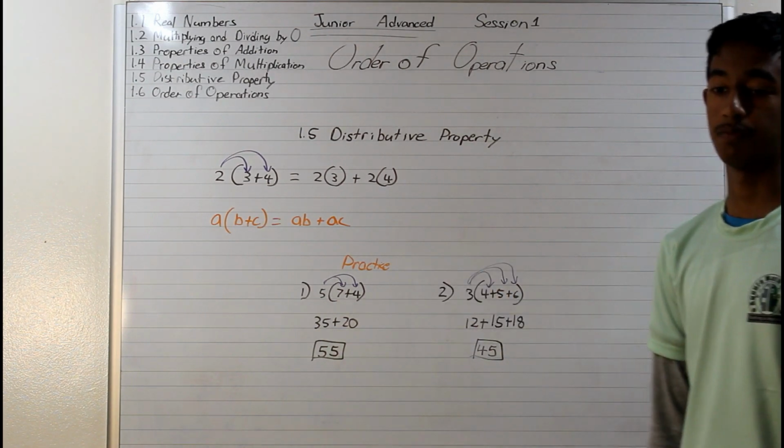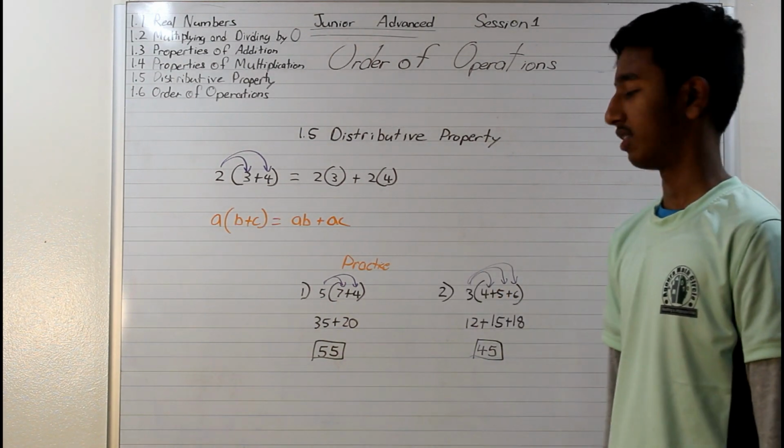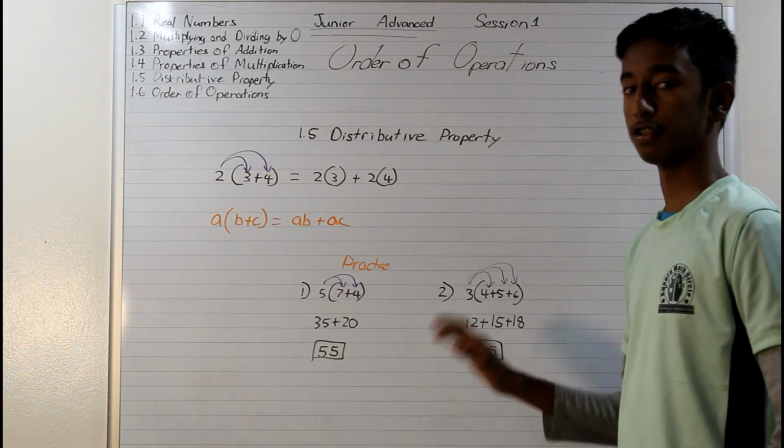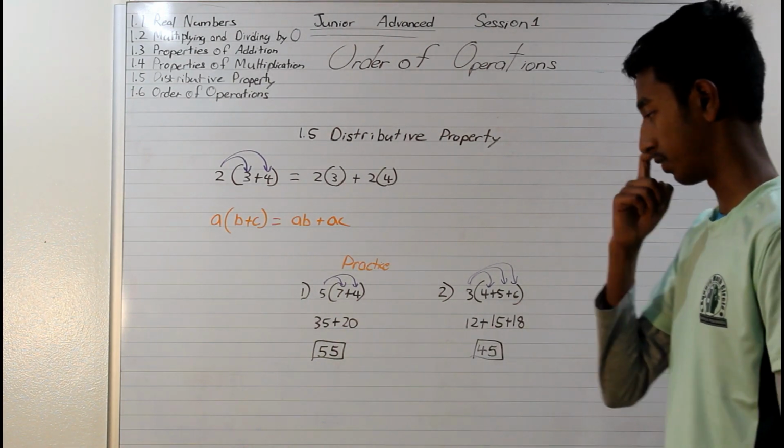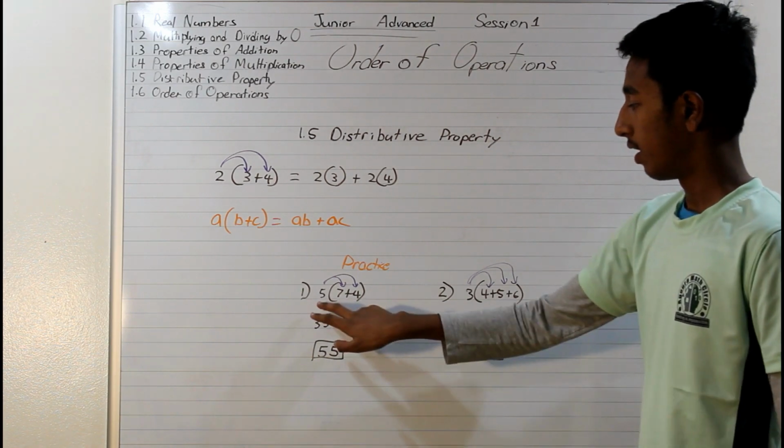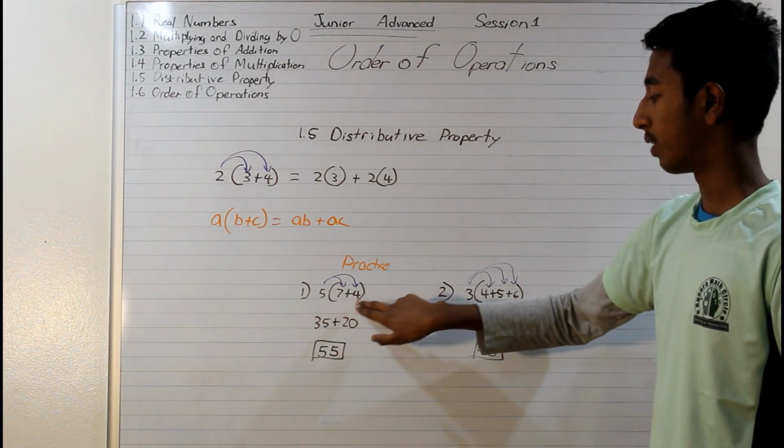As you see, there's a practice problem given in the section. I kind of wrote the answers here, but if you could try these on your own before looking at the video, that might help you more than looking at the video directly. But 5 times the quantity 7 plus 4.